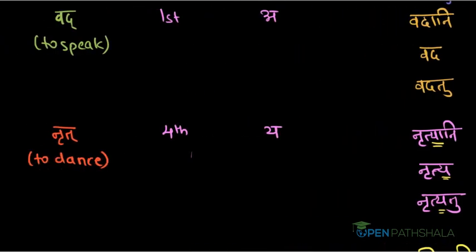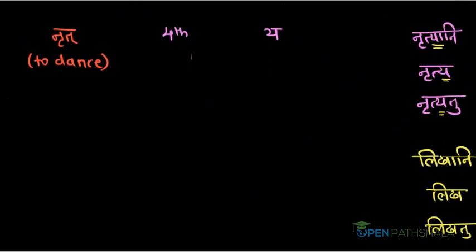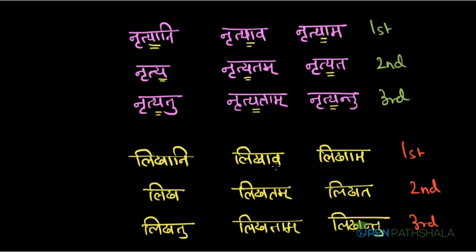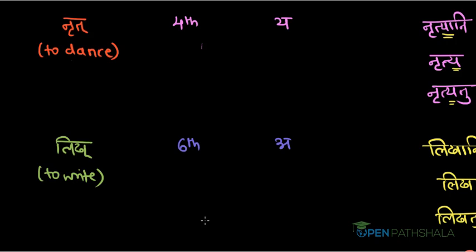Let us move to the next root. That root is likha. It means to write. Now this particular root belongs to the sixth group. So in the place of vikarana pratyaya, a will be added. So we have forms like likhani, likhava, likhama of first person, likha, likhatam, likhata of second person, and likhatu, likhatam, likhantu of third person. Roots belonging to the sixth group will also have similar imperative mood forms.